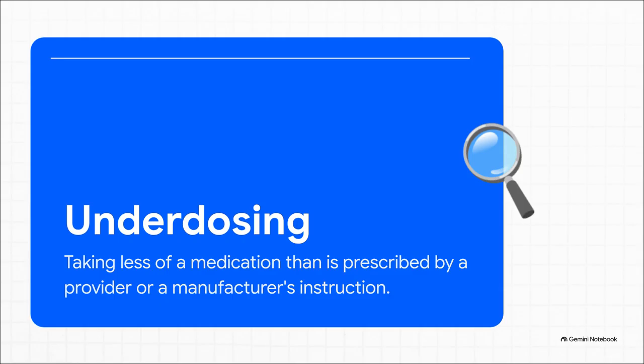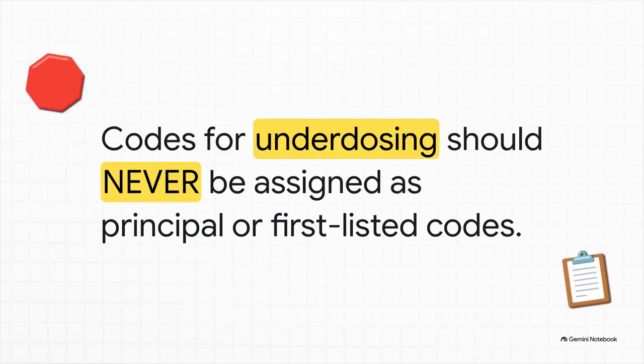Documentation of a change in the patient's condition isn't even required to assign an underdosing code. Literally, just the documentation that they are taking less than prescribed is enough for you to code it. But here is the absolute golden rule you have to burn into your memory today. An underdosing code can never, ever be listed as the principal diagnosis on your claim.